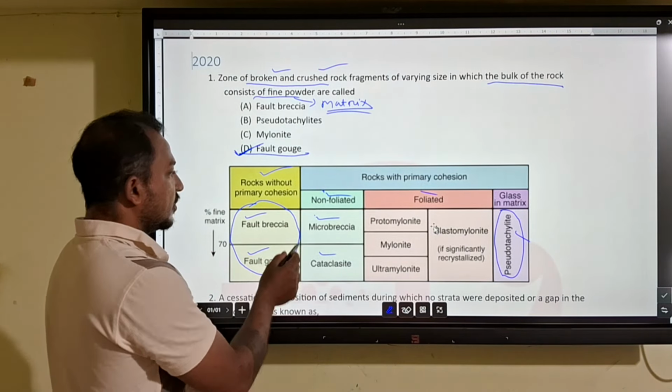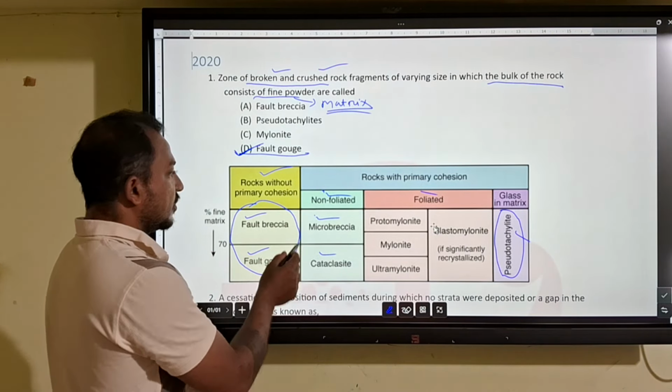So this is a very important table. Just try to remember all the things. Fault breccia, microbreccia, fault gouge, cataclasite and pseudotachylite are all brittle. Only mylonite is ductile. Mylonite is further classified on the basis of its matrix percentage. So the answer will be fault gouge.